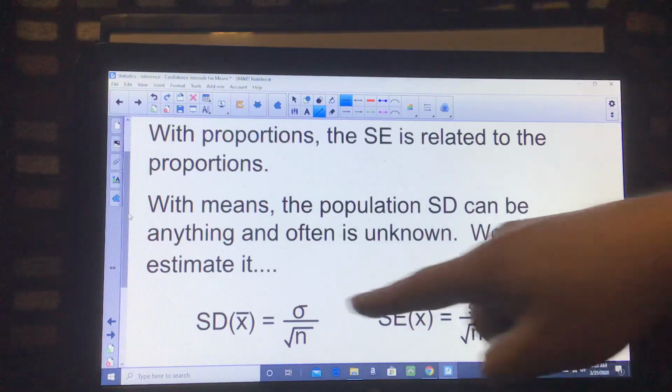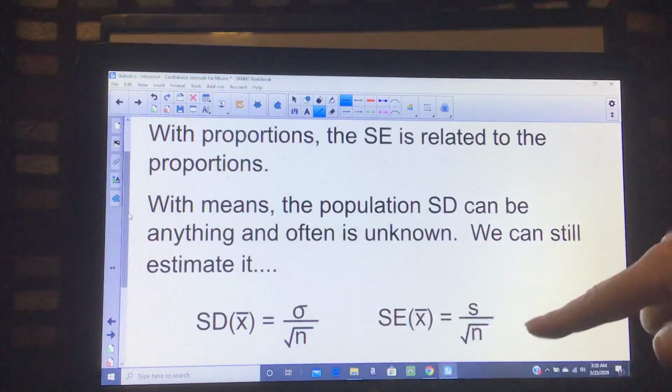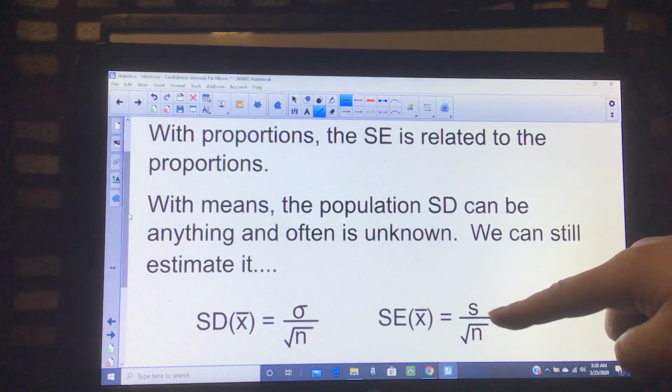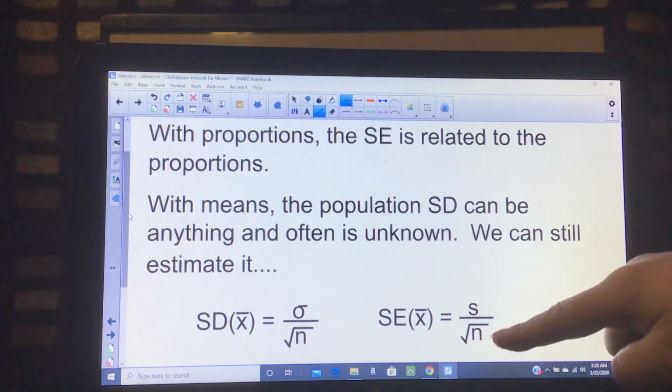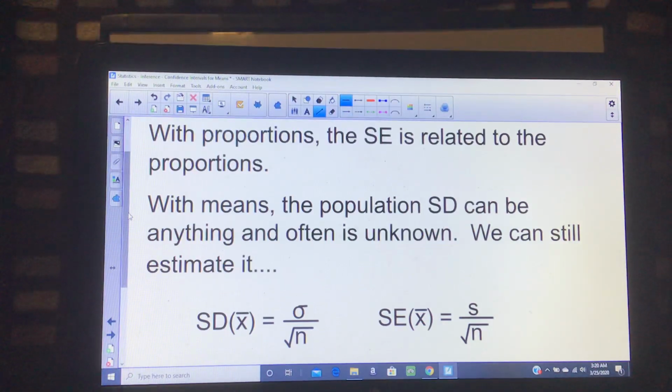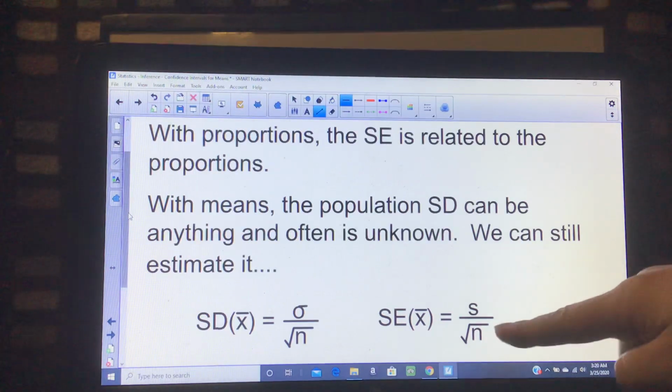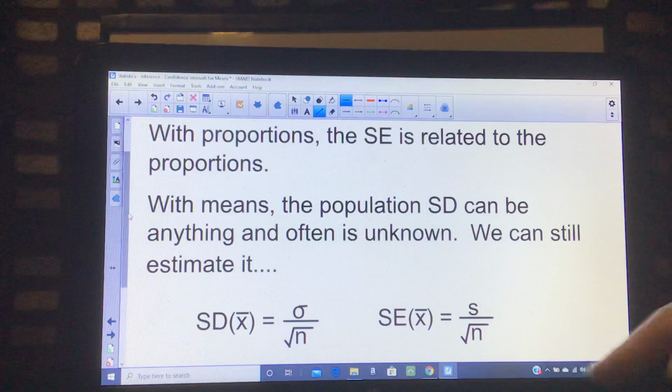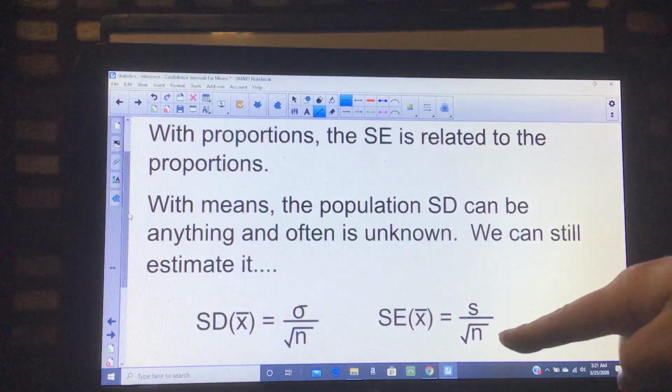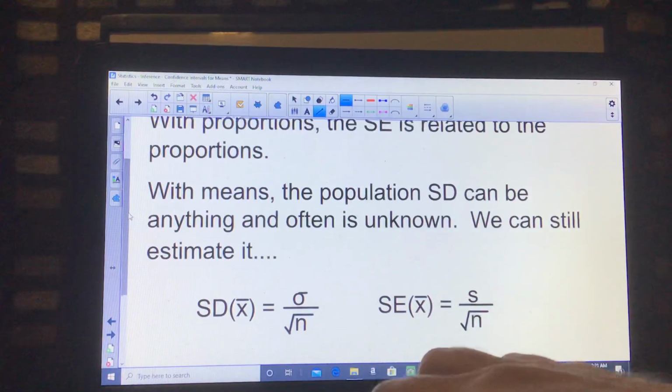Basically, instead of using sigma over square root of n, we will use our sample standard deviation over the square root of n. So we do know our sample standard deviation, 4.25. So we can use this in place of this. And we did that last time when instead of using p, we used p hat. So we came up with something that was supposed to be close.